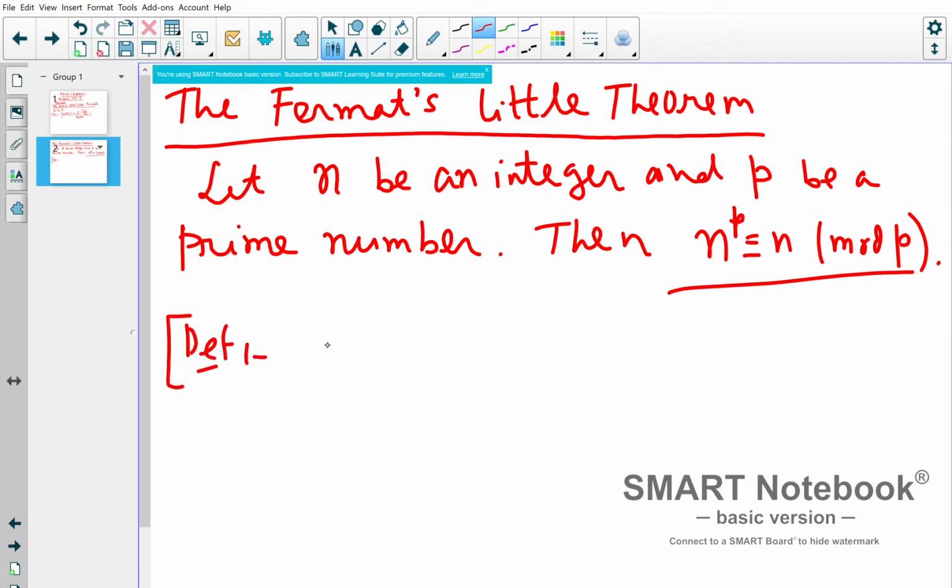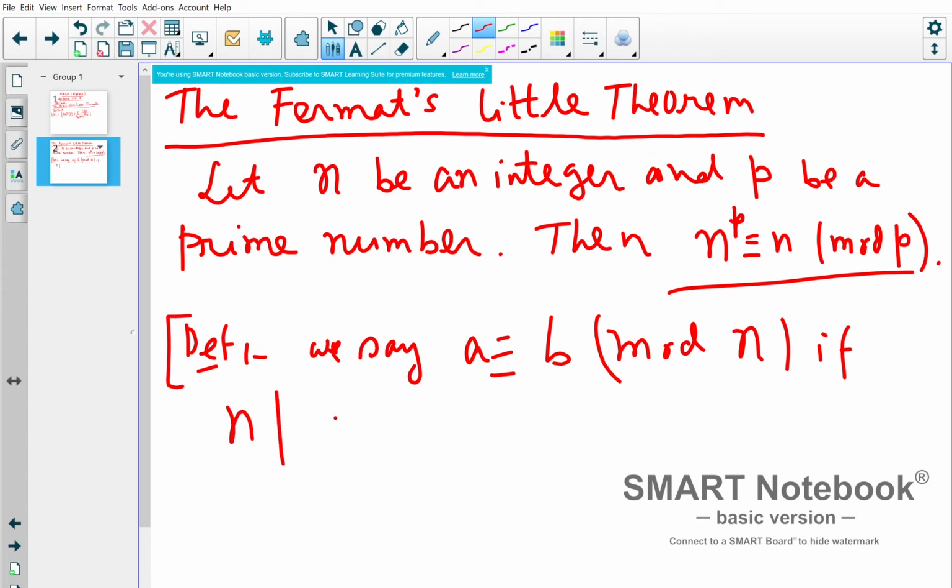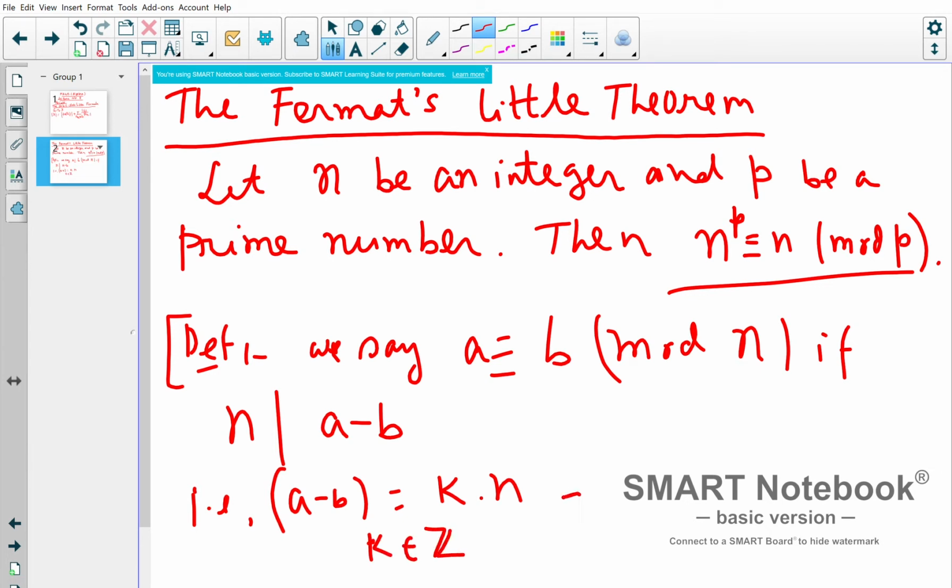So we say A is congruent to B modulo something, whatever integer, say n, if n divides A minus B. n divides A minus B means you can write A minus B as some integer multiple of n, for some k belongs to Z. This is the definition of the modulo operation, and you can easily check that this forms an equivalence relation on the integers.